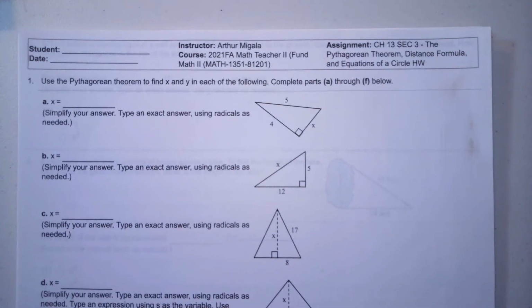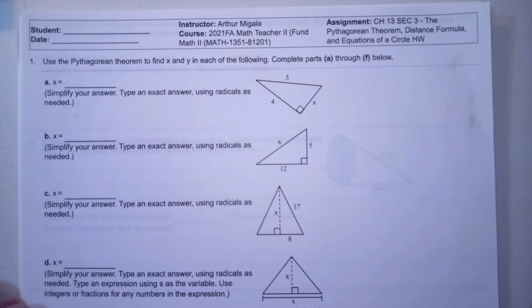Okay, everybody, welcome back. This is Math 1351, Chapter 13, Section 3: Pythagorean Theorem, Distance Formula, and Equations of a Circle. It sounds more complicated than it is. Alright, let's begin. Let's look at the first one.